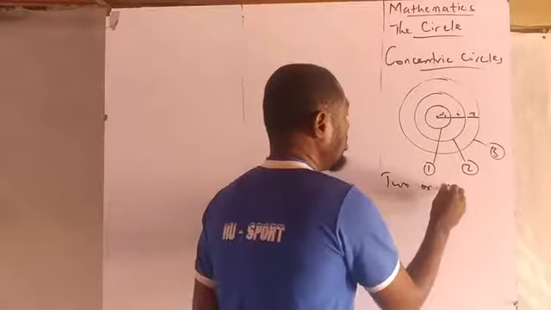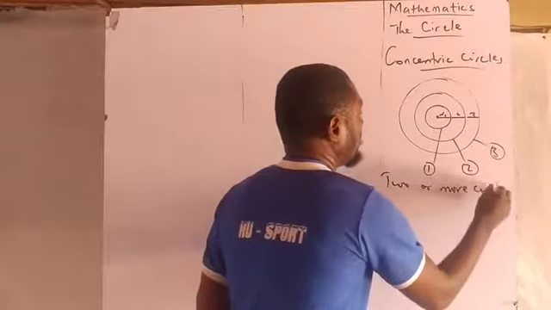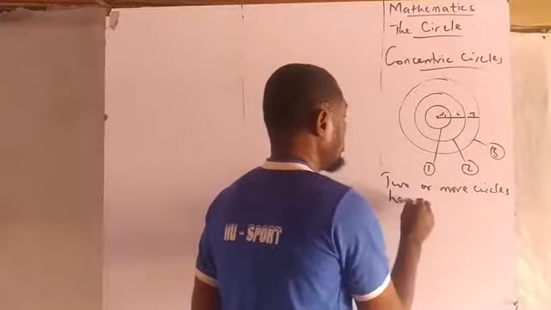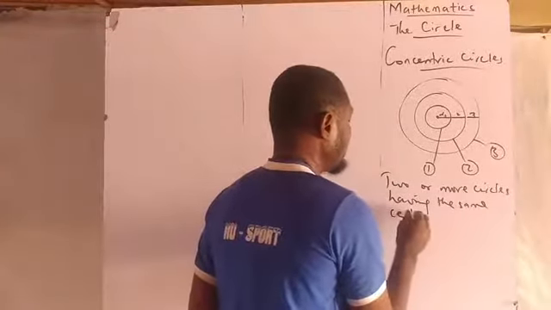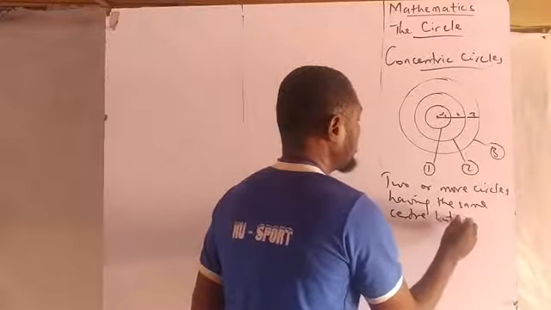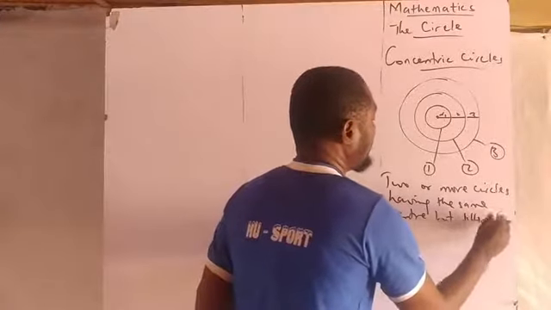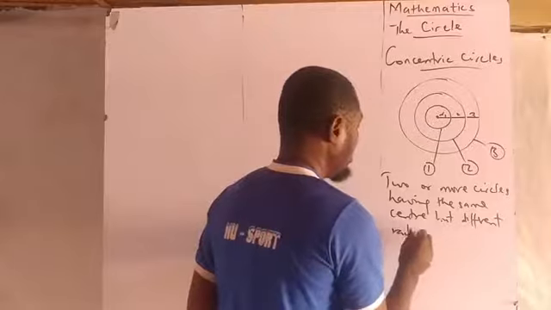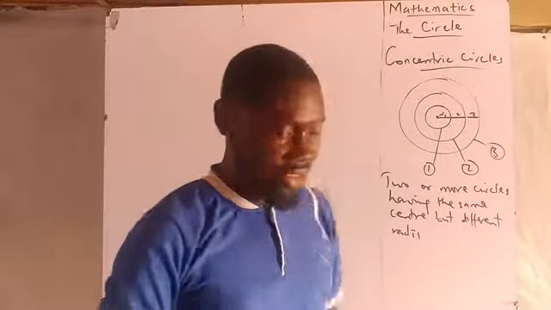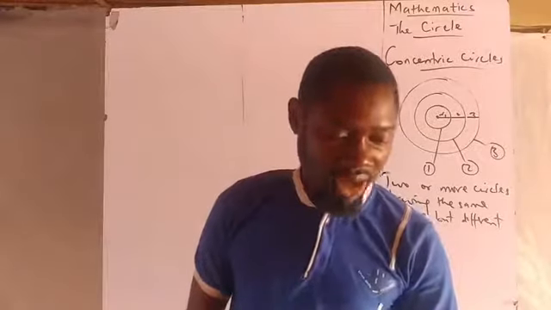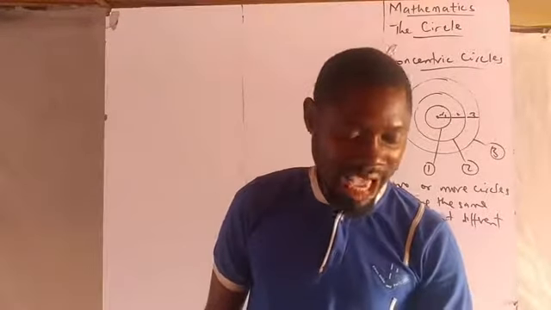Two or more circles having the same center but different radii is what we call concentric circles. Concentric circles. Let's look at congruent circles.